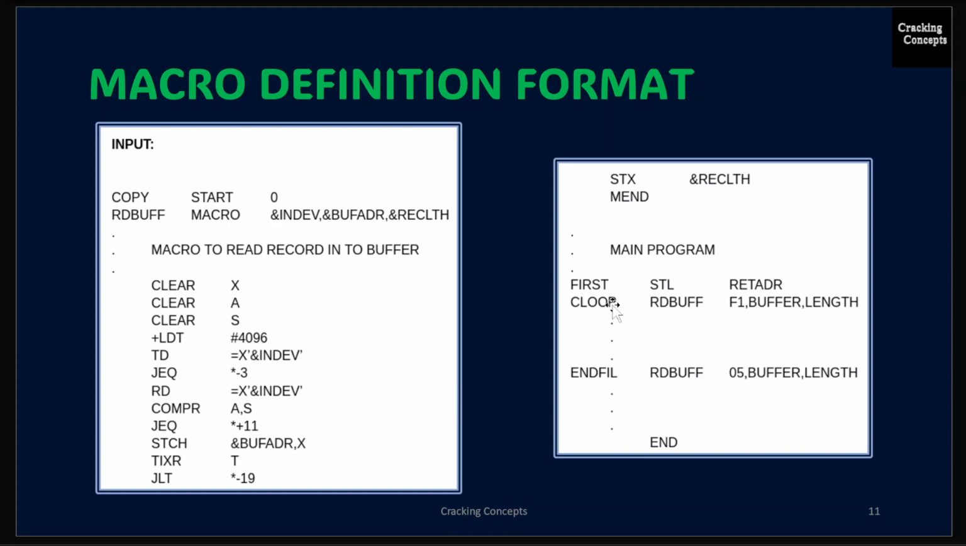Then we have the main program. Note that the program is of the format label, opcode and operand. So this will be the order in which data will be taken when we execute the program for the macro processor. So here CLOOP is a label, RDBUFF is the macro, and this is the statement where we call the macro, and these are the arguments to be passed into it.